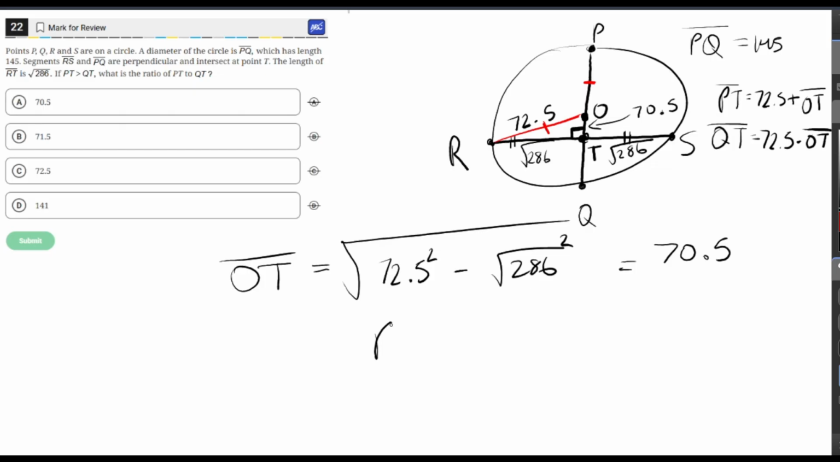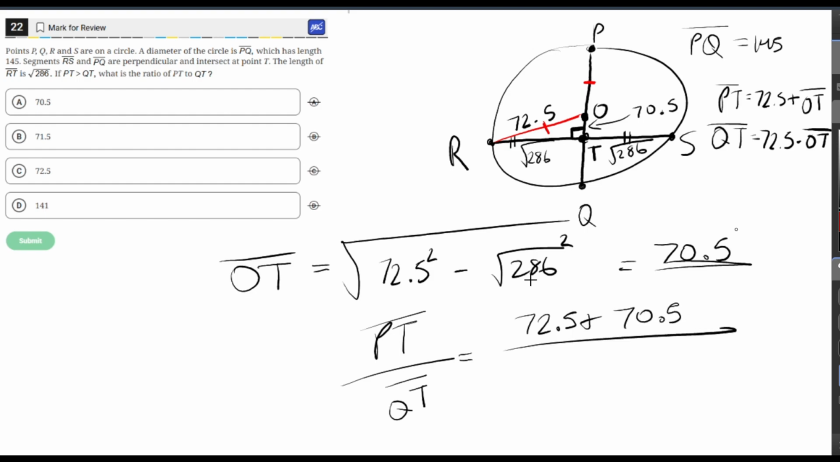So PT over QT is equal to 72.5 plus OT, which is this 70.5, over 72.5 minus 70.5, which is equal to 143 over 2, which is 71.5. So our answer is B.